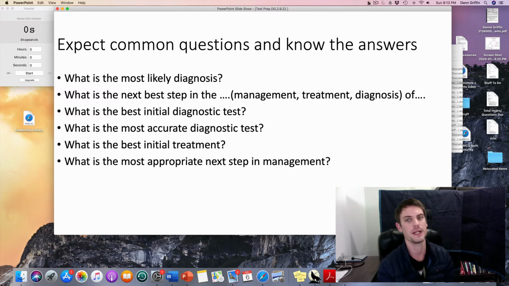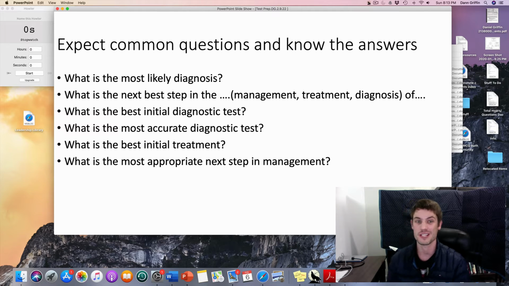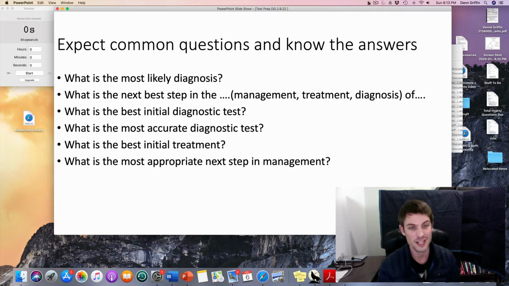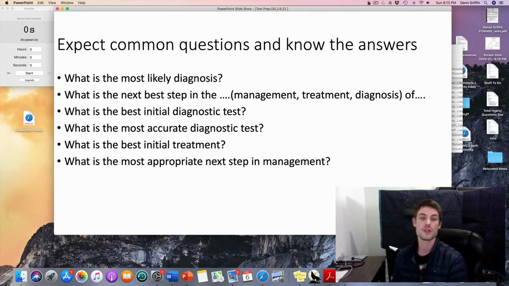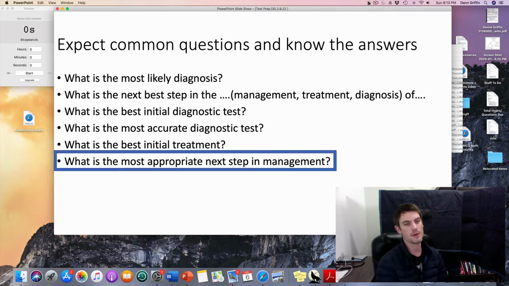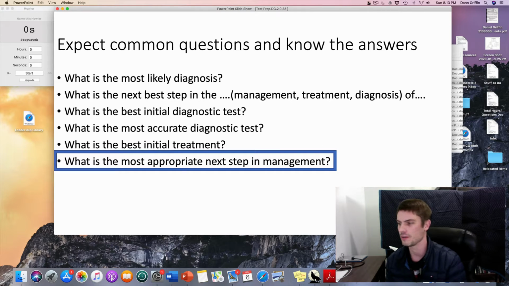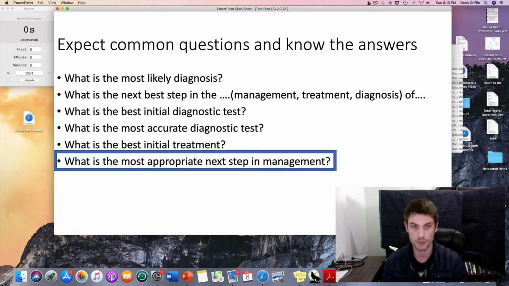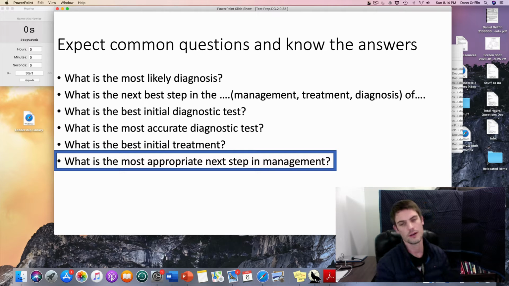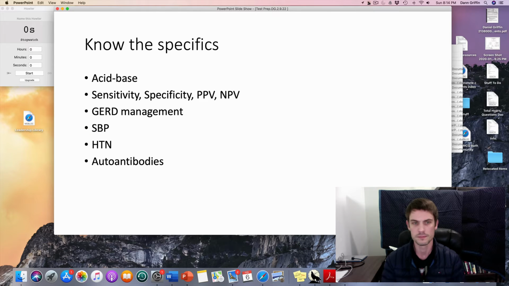You want to also expect common questions. So what are the common questions? What is the most likely diagnosis? What is the next best step in management, treatment, diagnosis of? What is the best initial diagnostic test? What is the most accurate diagnostic test? What's the best initial treatment? And then what is the most appropriate next step in management? And that by far is going to be the most common question you see on your internal medicine board exams. What is the most appropriate next step in management? Because that could be a test, that could be a treatment, that could be call somebody, it could be anything. But that's going to be the question they ask you the most.